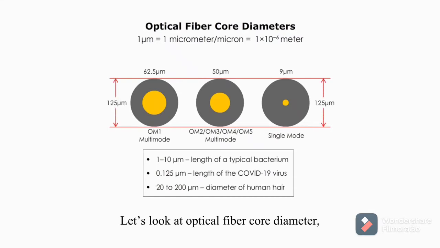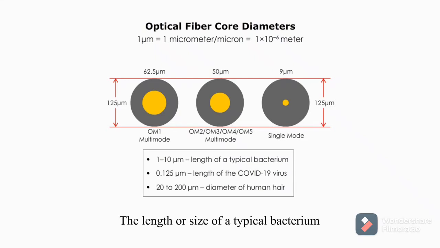Let's look at optical fiber core diameter, single-mode fiber versus multi-mode fiber. Fiber core size is so tiny that we cannot see it without special equipment. We use the micrometer or micron as a unit. 1 micrometer or micron is 0.000001 meter or 1 millionth of a meter. Single-mode core diameter is about 9 micrometers, and multi-mode fiber core diameter is from 50 micrometers to 62.5 micrometers.